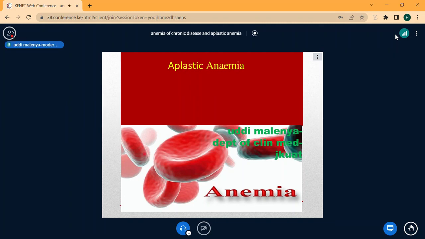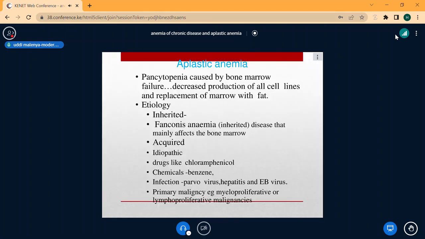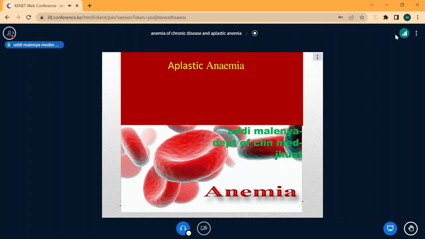Good. So let's kindly look at aplastic anemia in the next 15 minutes. We should be through with aplastic anemia. Not so many slides, just a little bit of that. Now, one thing I have to tell you is that anemia is a very, very long topic. We can talk about anemia from morning to evening.